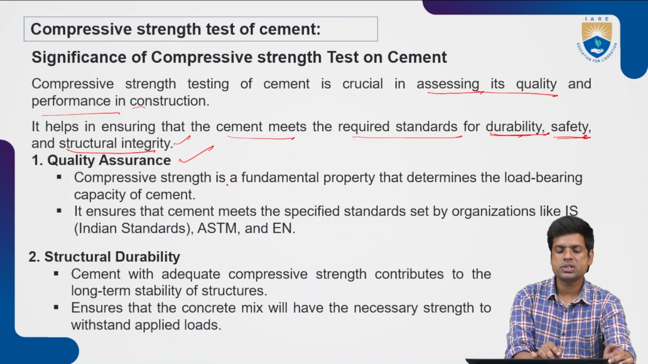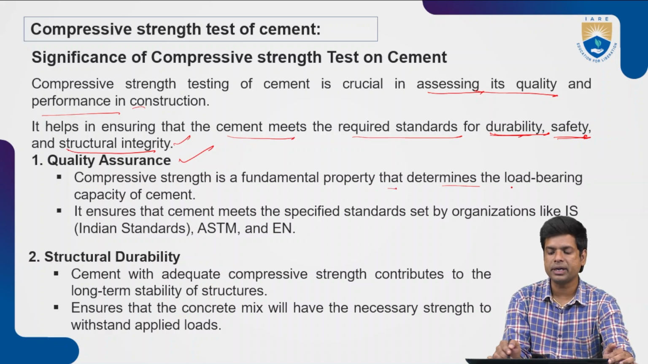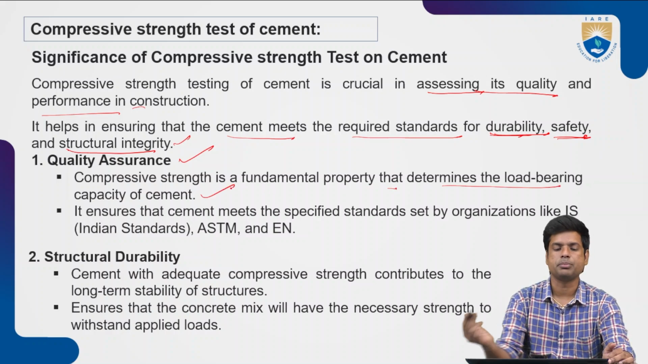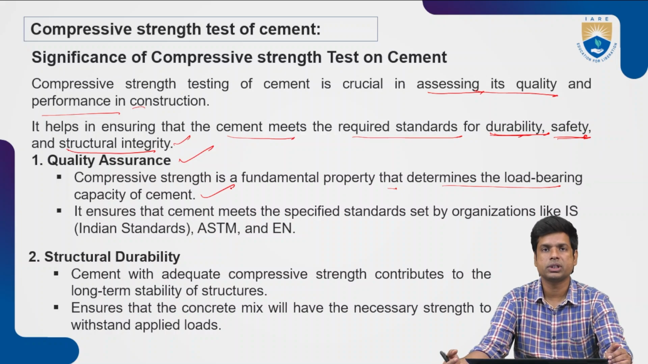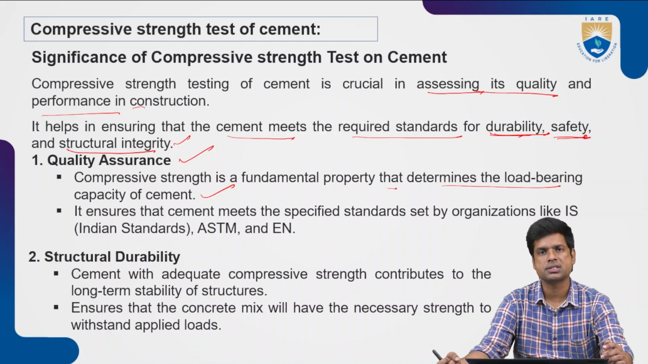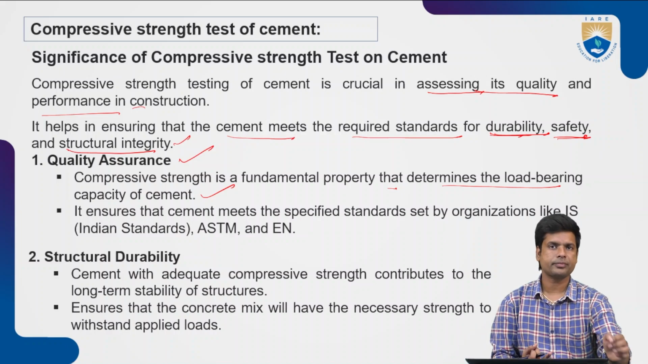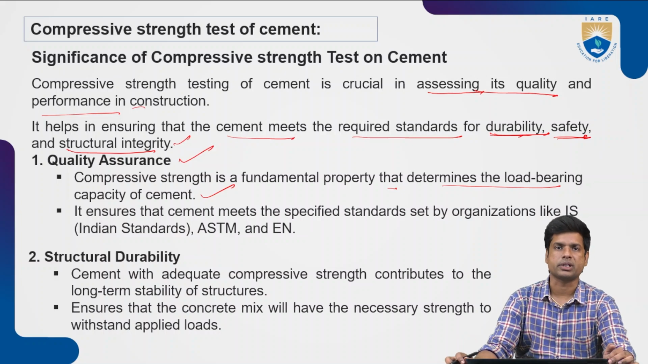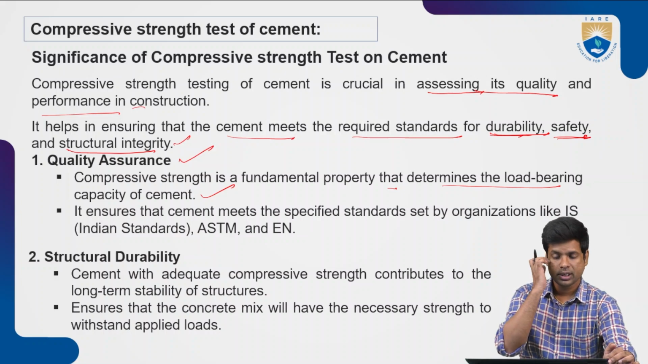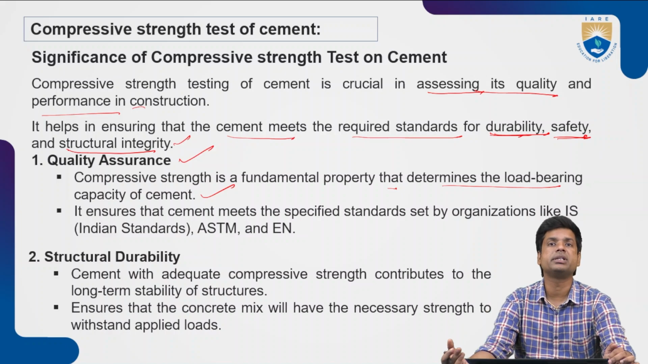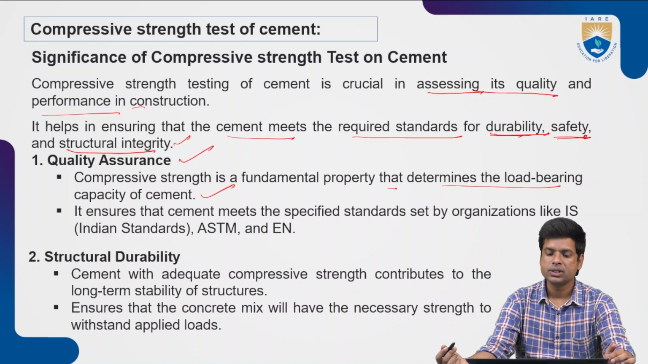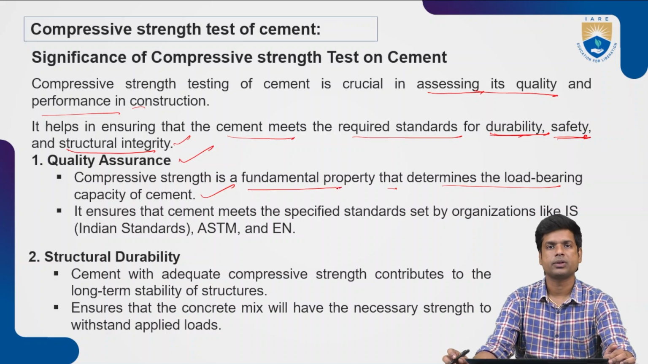Okay, so the compressive strength is a fundamental property that determines the load bearing capacity of the cement. So how are we going to assure the quality of the cement in construction? By checking different tests like soundness, cement composition, and one of the tests is compressive strength. By conducting this test, we can determine whether the required load is resisted or not. That is one of the fundamental properties when you use cement in construction.